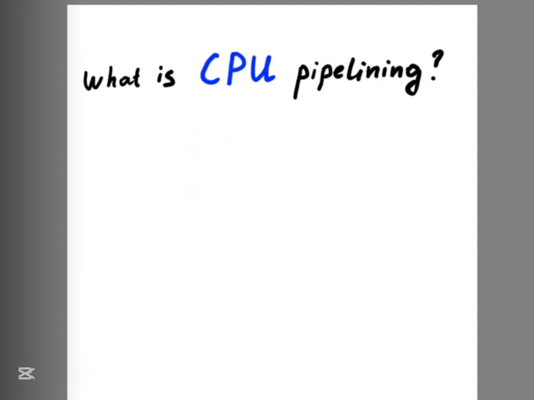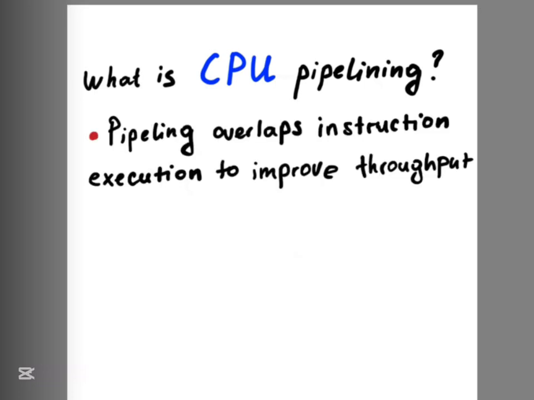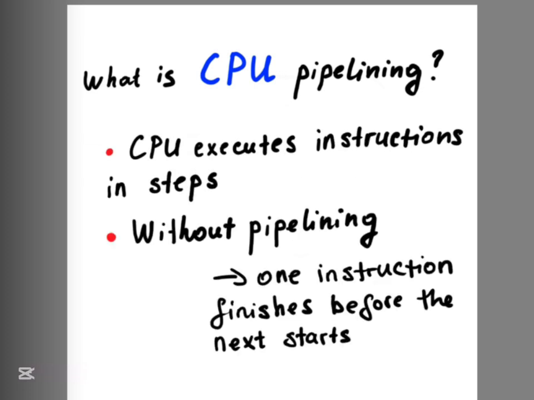So what is CPU pipelining? CPU pipelining is one of the most important concepts in computer architecture because it explains how modern processors achieve high performance without increasing clock speed dramatically. A CPU executes instructions in steps, and to understand why pipelining is needed, let's first look at how instructions are executed in a non-pipelined processor. In this approach, the CPU executes one instruction completely before starting the next one.